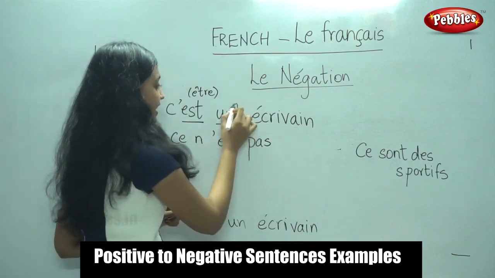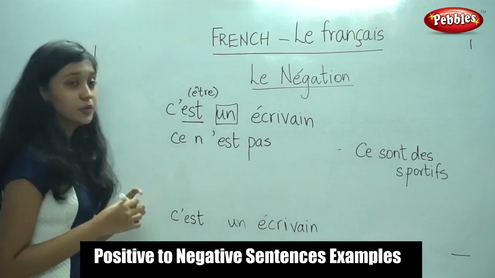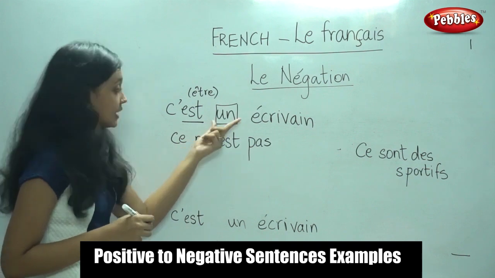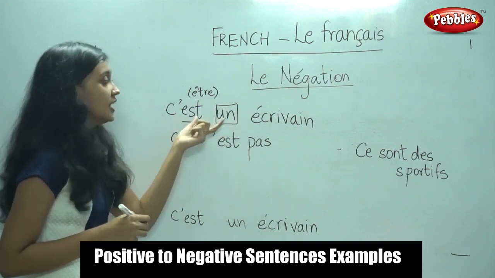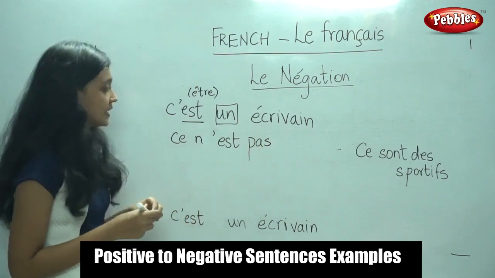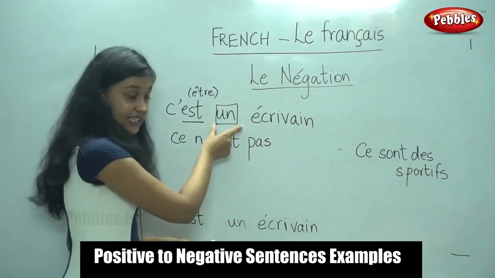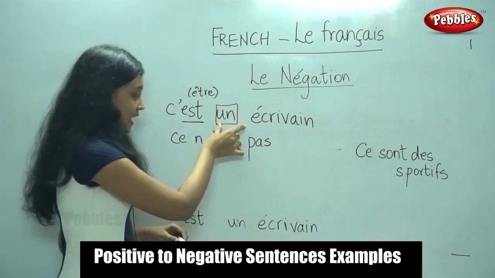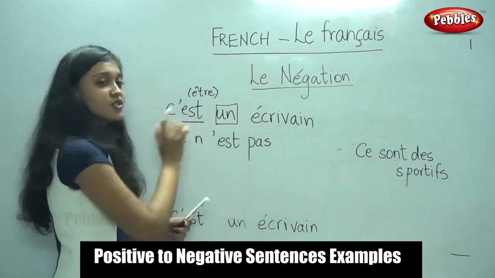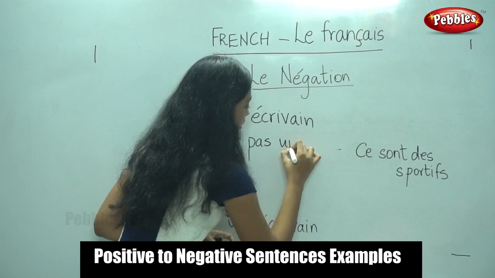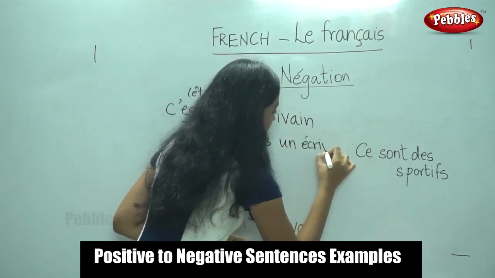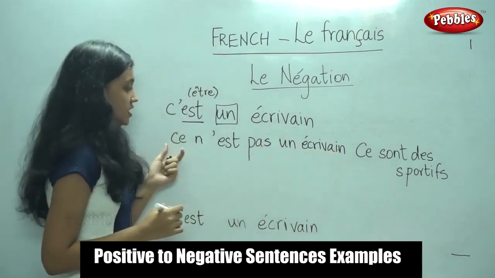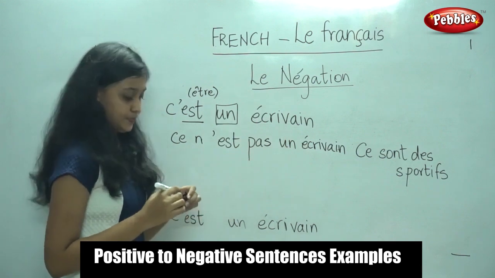And here we have an indefinite article. So, normally we would replace it with de. However, when an indefinite article comes along with the être conjugation, it remains the same. So, I'll repeat it again. Normally, when there is an indefinite article, we would replace it with de. However, when it comes along with the être conjugation, it remains the same. So, un écrivain. Ce n'est pas un écrivain. This is not a writer.